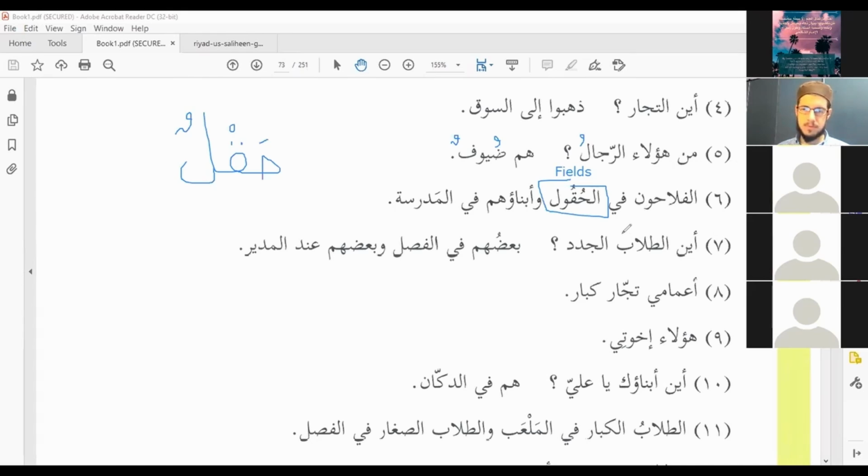أين الطلاب الجدد؟ بعضهم في الفصل وبعضهم عند المدير. Very good. And we hope that they're not in trouble, but we hope that maybe they got a reward or something. So what does this mean? Where are the new students? Some are in the classroom and some are in the principal's office. Yes, very good. Okay, number 8, Sister Asma.